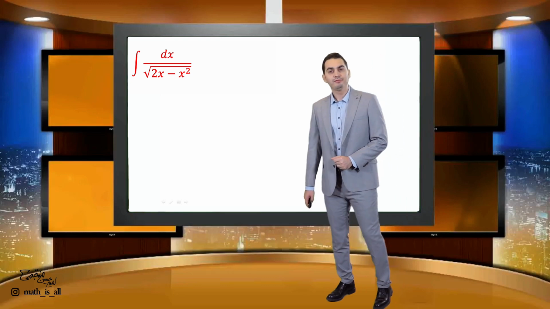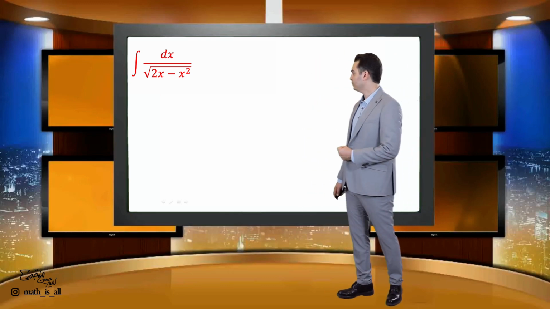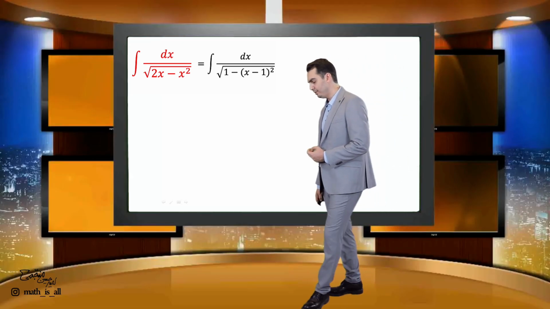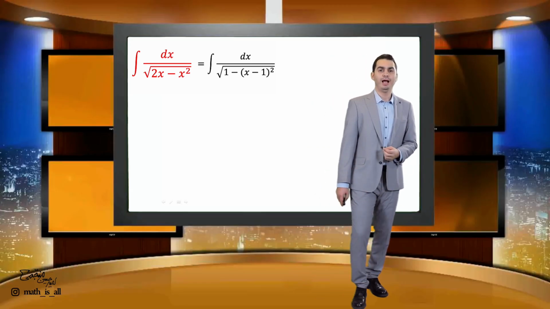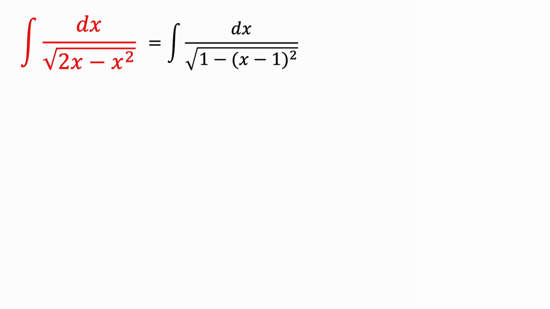Thank you all for solving this question either by yourselves or with someone's help. Yes, you are right. The idea to solve this question was to make the expression under the radical a perfect square. This is something that students learned in their first year of high school. I have written down the completing the square method for the expression 2x minus x squared. It is 1 minus the quantity of x minus 1 raised to the power of 2.